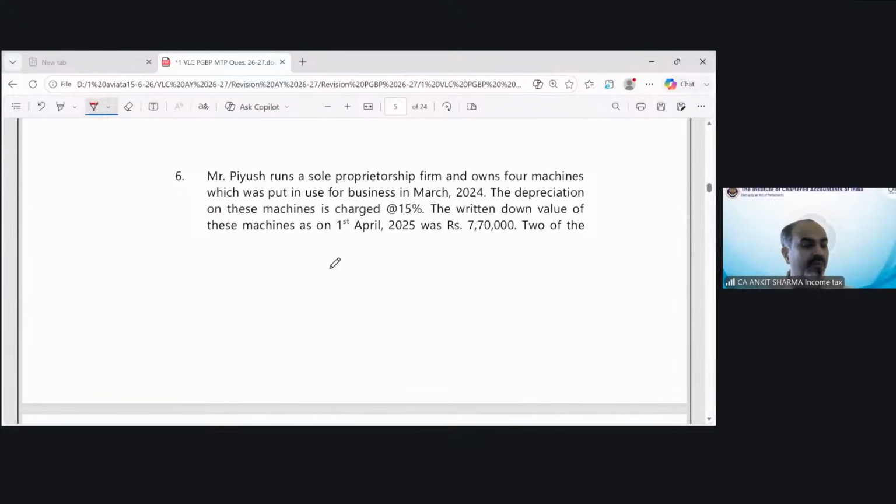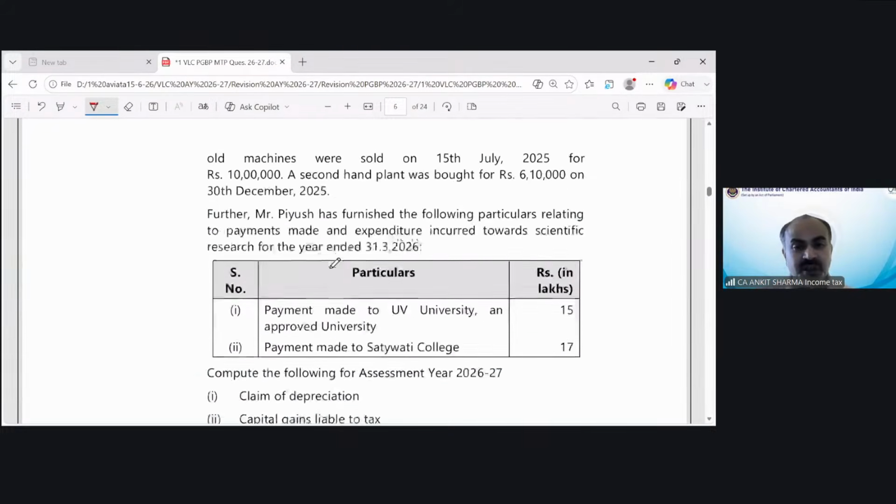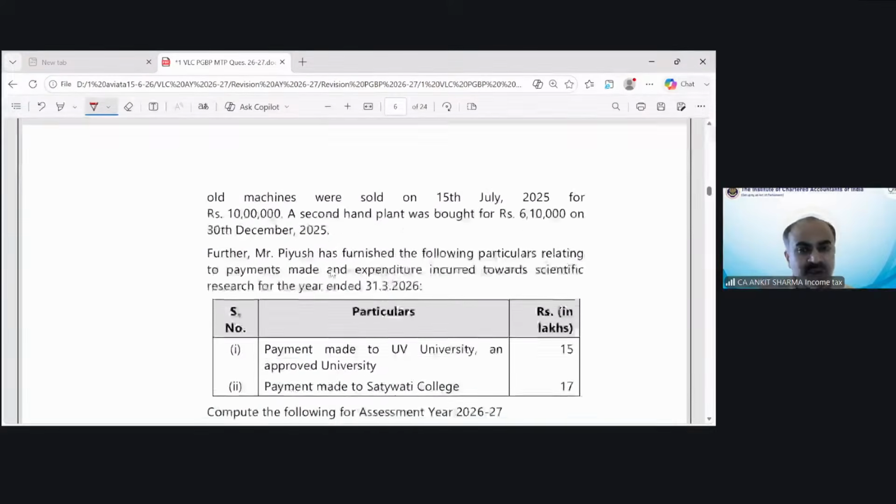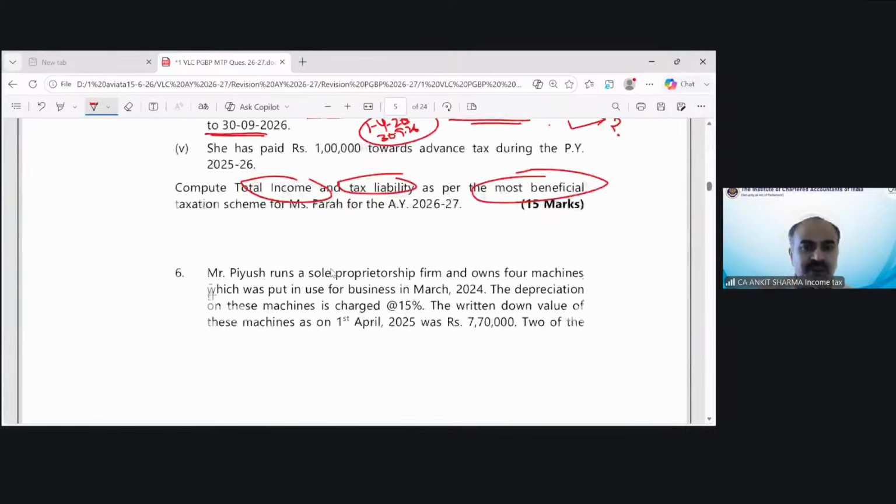Next, Mr. Piyush runs a sole proprietorship firm and owns 4 machines. Okay, what is the requirement of the question? The question is asking you to calculate the depreciation value, capital gain, if any, liable to tax, and section 35 deduction if he has shifted out of the default tax regime. So from this perspective, we will now read this question first.